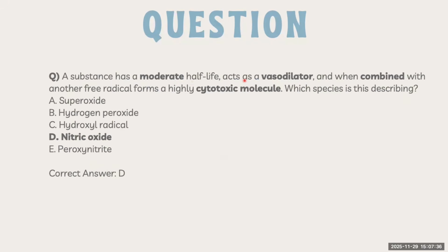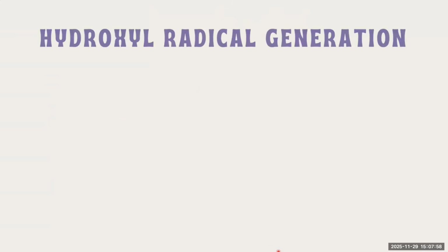So, moderate half-life, we just took that. Nitric oxide has a moderate half-life of a few seconds. It acts as a vasodilator, and you probably took this in CVP. And when it's combined with superoxide, it will form the highly cytotoxic molecule peroxynitrite. Okay, let's move on. Now we'll be talking about the generation of hydroxyl radicals.